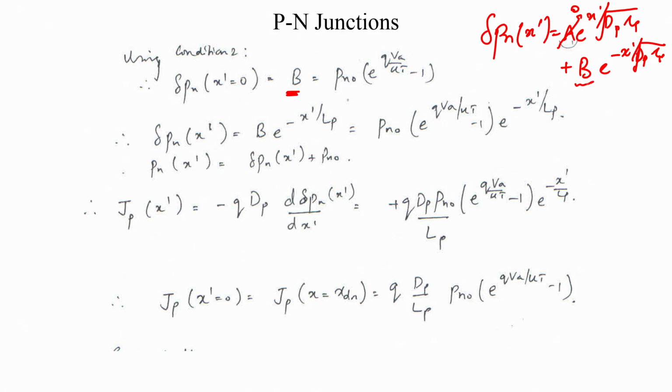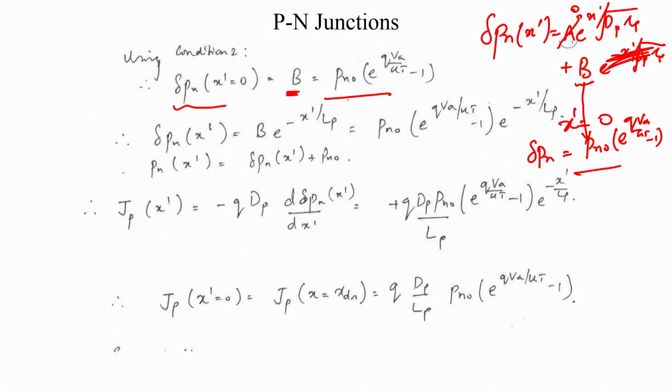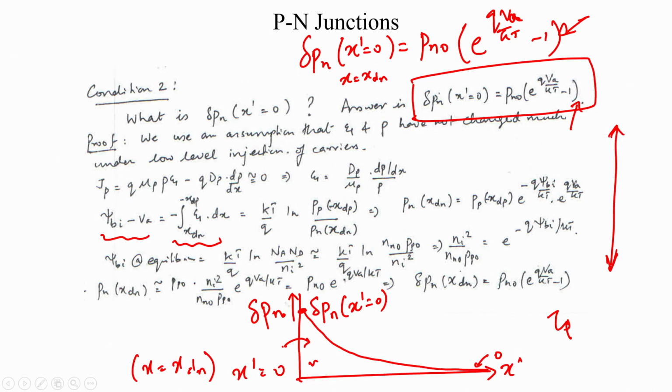but we need to find out what B is, and for finding B we are going to use this condition that at x dash equal to 0, my delta Pn is equal to Pno into e to the power QVA by kT minus 1. So, that is my value. So, I substitute x dash equal to 0, that makes this term 1, and therefore B is equal to this particular term here. That is exactly what is mentioned in that equation. And therefore, my complete expression for delta Pn of x dash is this particular term.